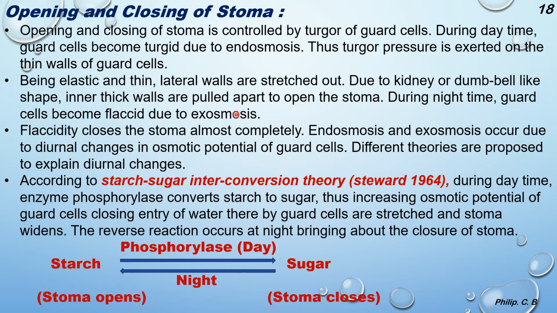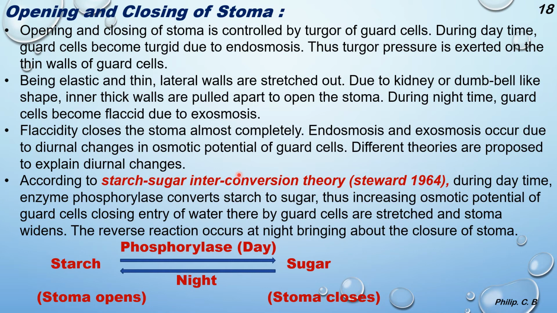During night time, guard cells become flaccid due to exosmosis. Flaccid means it gets compressed, and exosmosis is movement from inside to outside, as we learned in the earlier point, endosmosis is outside to inside. So flaccidity closes the stomata almost completely. Endosmosis and exosmosis occur due to diurnal changes in osmotic potential of guard cells.